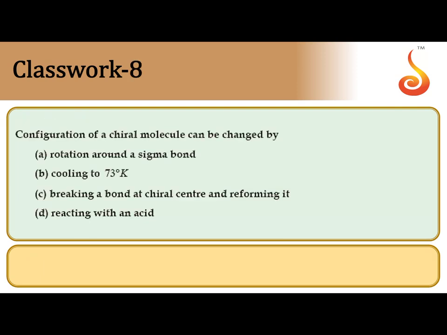Next one, the configuration of a chiral molecule can be changed by rotation around a sigma bond, cooling to 73 degrees Kelvin, breaking a bond at a chiral center and reforming. So when we want to get the dextro isomer from levo or levo from dextro, definitely two bonds must be broken at the chiral carbon and both bonds must be exchanged and reformed. Unless we break and make two bonds at the chiral carbon, we won't get one optical isomer from another optical isomer. That's why the correct answer is C.